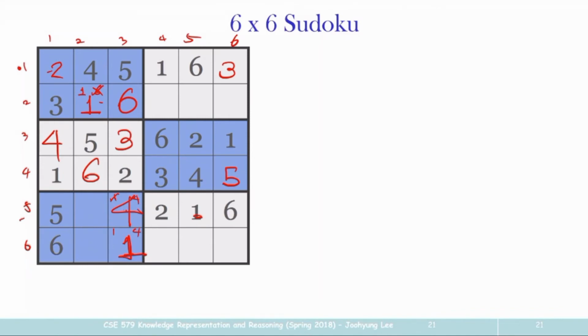2 should be 3. Yeah, so that's the easy one. Yeah, that should be 3. Okay, it becomes easier for you too, right? 6 should be 2. Okay, good.